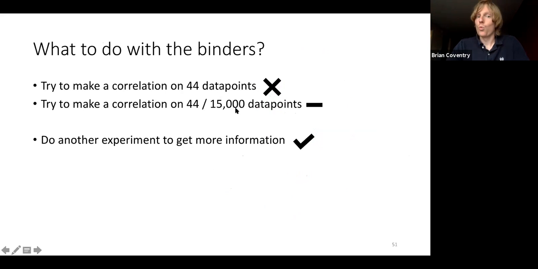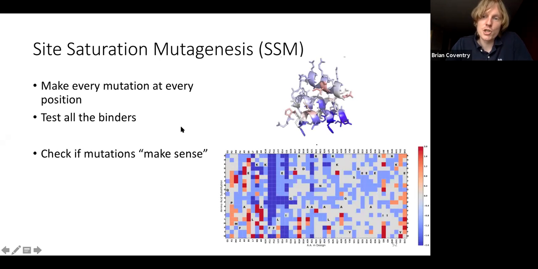But what do we do with the 44 binders? Do we try to make a correlation with 44 data points? I wouldn't recommend doing that. Do you try to figure out why these 44 worked instead of the 15,000? That's an okay strategy, but 44 is kind of low and there's also a lot of noise in these experiments. So instead, we did another experiment. The other experiment I'm sure you've all heard about, it's site saturation mutagenesis. You make every mutation at every position, and then from this, you get deeper insight into your protein.